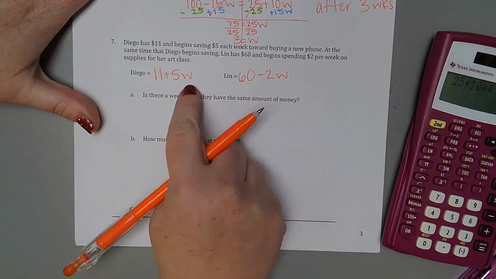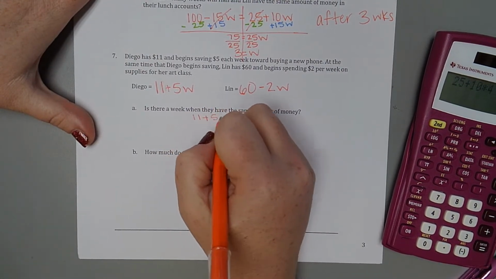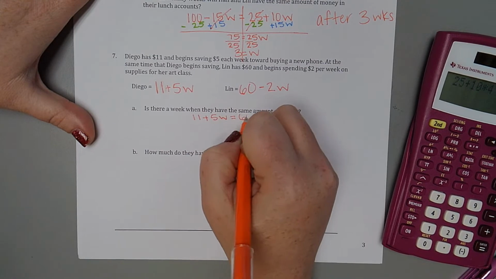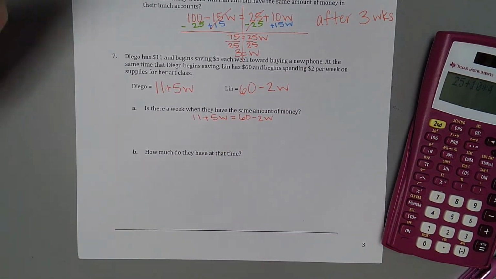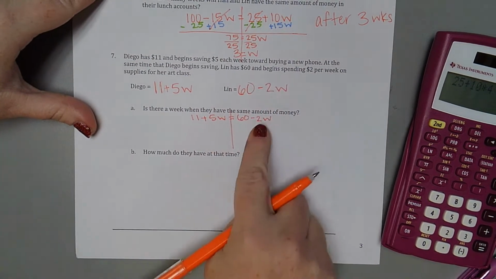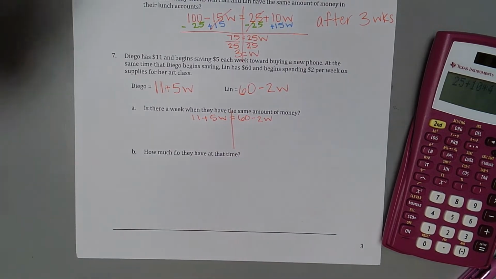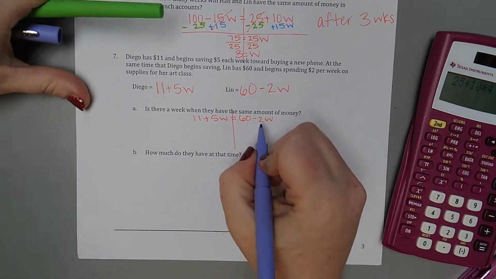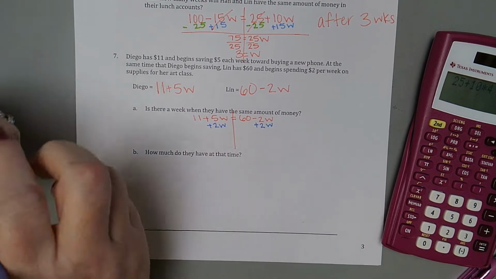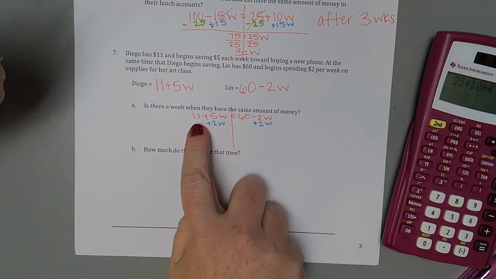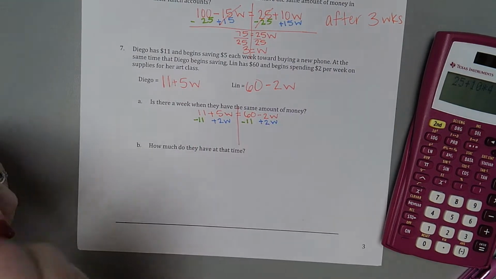So we need to set these two equal to each other, just like we did right here. So I have 11 plus 5w is equal to 60 minus 2w. Because this is a minus 2, I'm going to do the opposite of that, because it's going to be adding. So plus 2, plus 2. And because I'm getting my variables over here, I need to get rid of my constant. Minus 11, minus 11.